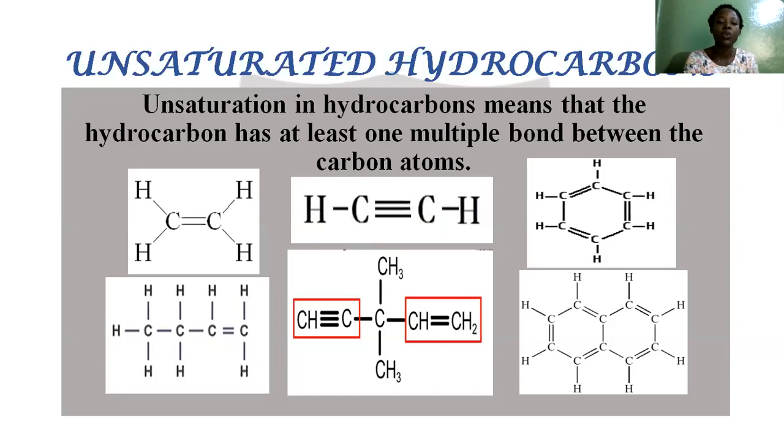Look at this. You have a triple bond and a double bond in one particular compound. So this is unsaturated. Then you have two rings of benzene fused together. This is actually naphthalene, and you see that the double bonds are alternating. So these are known as unsaturated hydrocarbons.